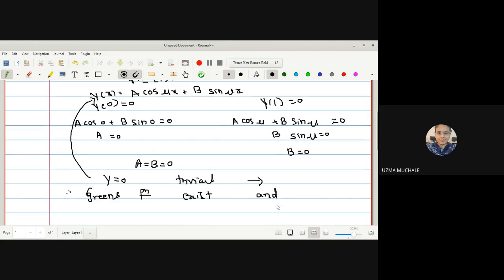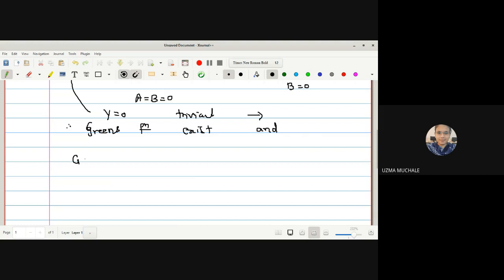And is given by. What is Green's function? It is provided in the two different intervals. G of x, t is equal to a1 cos mu x plus a2 sin mu x. It is provided in the interval 0 to t. And here t to 1.